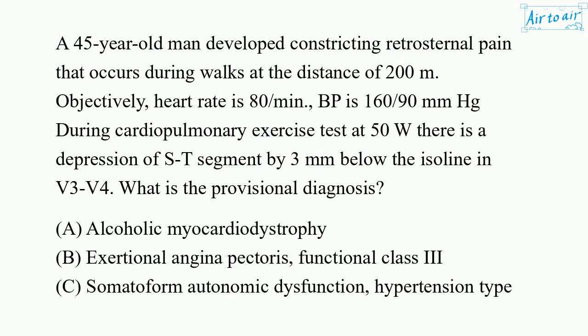A 45-year-old man developed constricting retrosternal pain that occurs during walks at the distance of 200 meters. Objectively, heart rate is 80 per minute. BP is 160/90 millimeters Hg. During cardiopulmonary exercise test at 50 W, there is a depression of ST segment by 3 mm below the isoline in V3-V4. What is the provisional diagnosis?